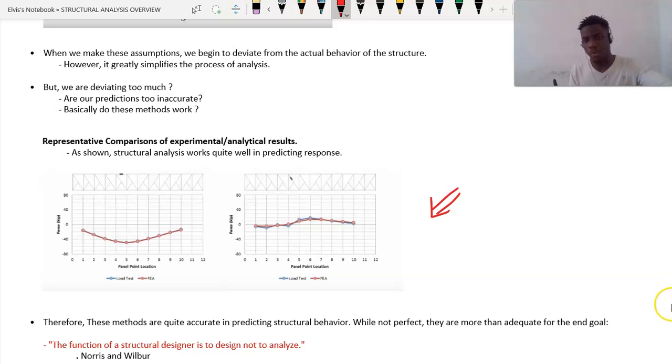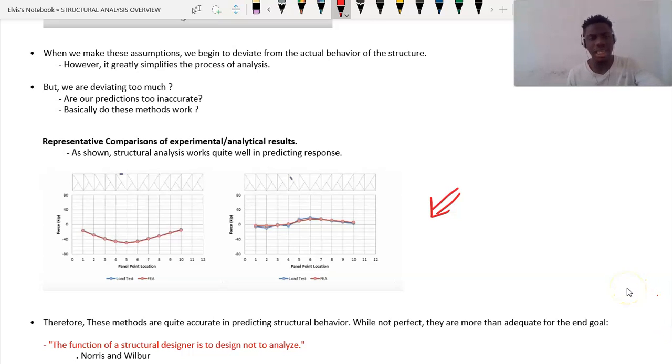Okay? So while they are not perfect, they are more than adequate for the end goal, because we always need to make an assumption in order for us to design our buildings. And whenever we find out the assumptions we made are wrong, we always need to go back to correct our assumptions. Okay, so this is going to be adequate for the end goal.